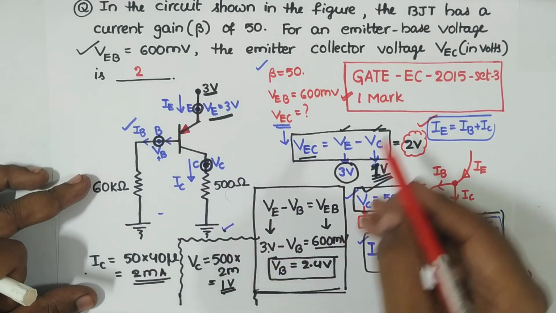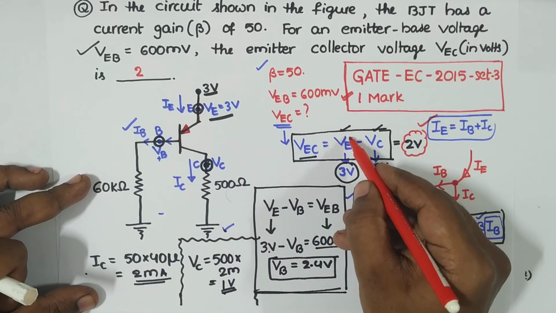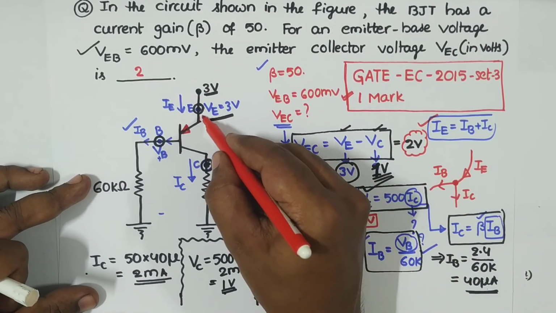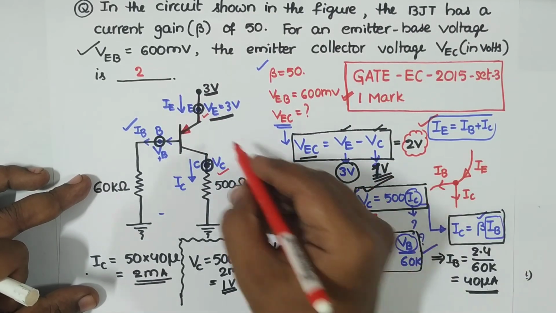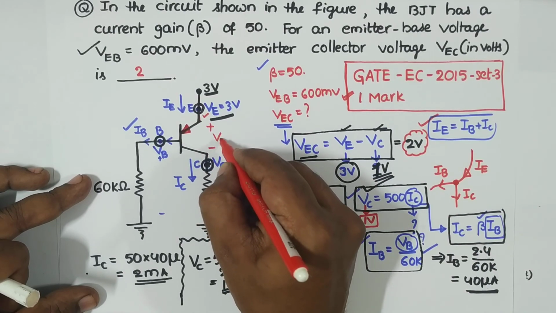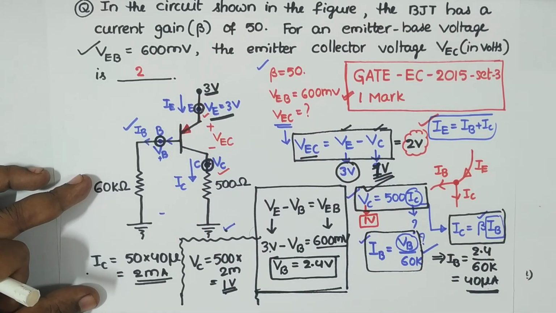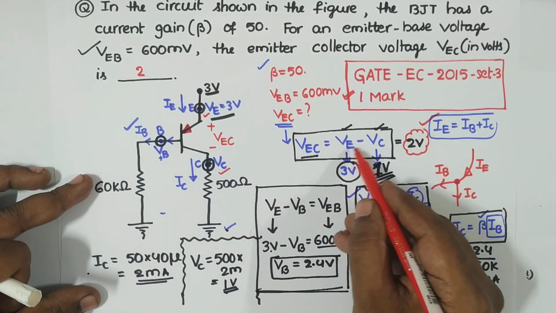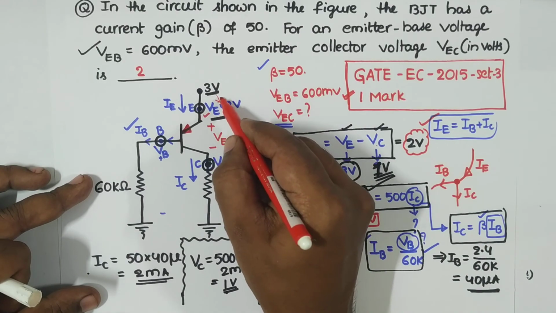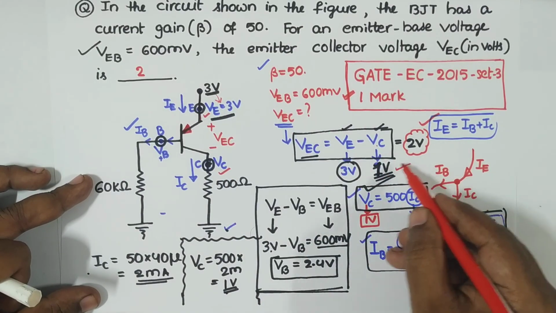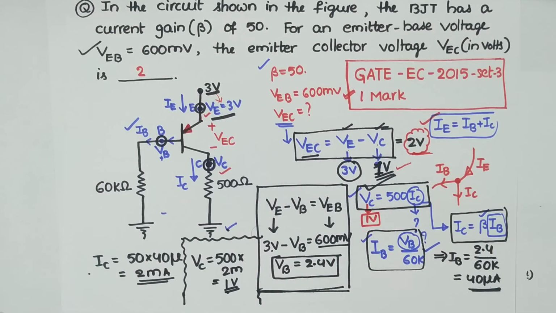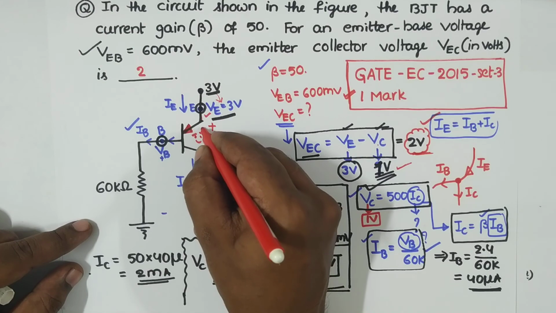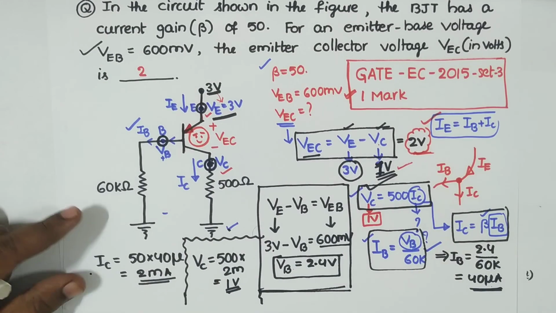Now he is asking us to find VEC. That means the potential difference between this emitter and collector. He's asking us to find this VEC, that is VE minus VC. VE is equal to 3 volt, and VC we found is 1 volt. 3 minus 1 is 2 volt. That's it. So this fellow is happy now because we got the answer.